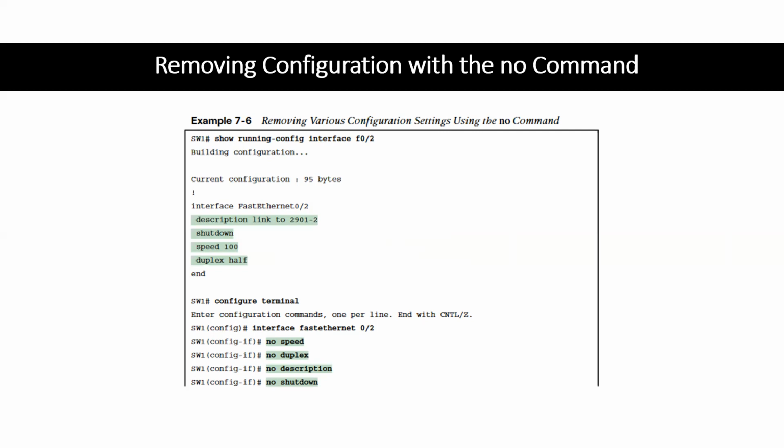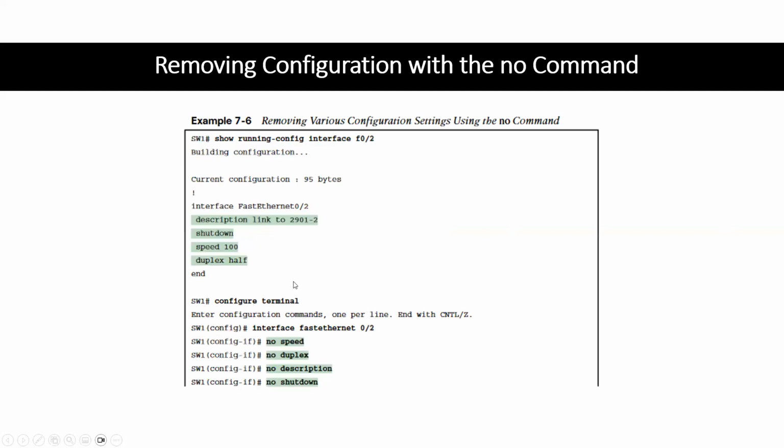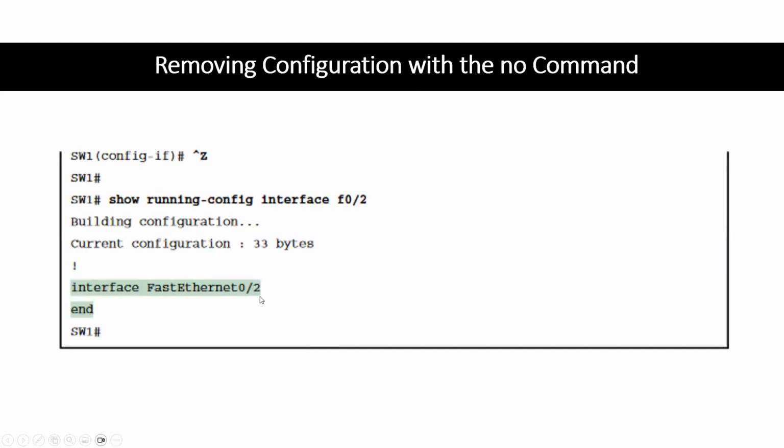to reverse the change that he made. And as you can see, we can also do that for other commands like speed, description, duplex. So we can use that no command to reverse the changes that we make to the configuration, okay? And as you can see in this example, changes were made to interface FastEthernet 0/2 that weren't supposed to be made. So Ryan went in, he put no speed, no duplex, no description, no shutdown. And now when he does show running-config interface FastEthernet 0/2, it no longer exists.